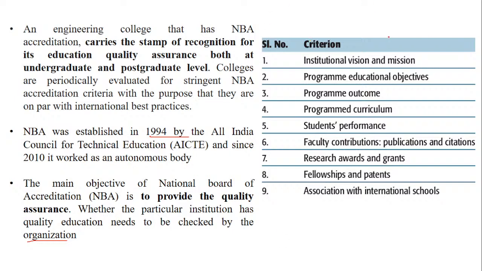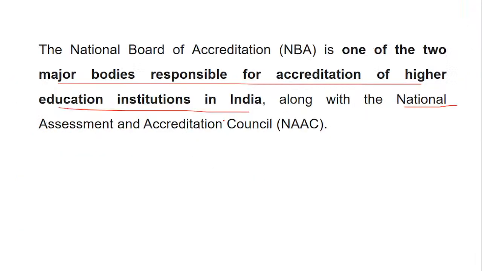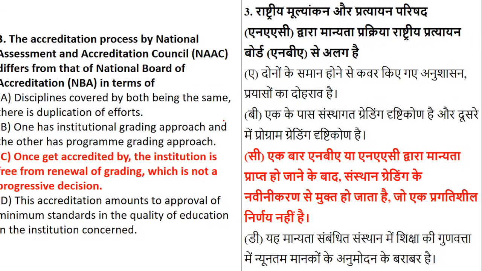Now it is divided into 9 criteria, that is values, programs, outcome, curriculum, students performance, faculty contribution, research, fellowship, and association with international schools. So these are the various criteria under which it is divided. Now coming to our question. Please remember, these are the only 2 bodies where you have to get yourself assessed with an accreditation.